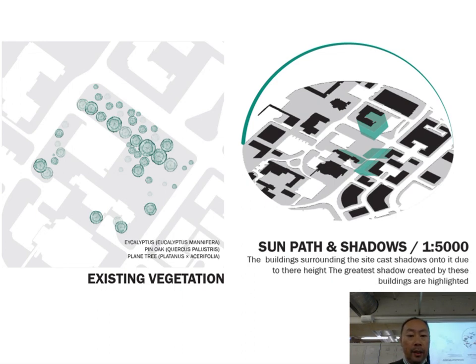Same thing again here with the existing vegetation. So that's clearly shown. They've actually got the buildings and the roads here, but it's shown in a very restrained way. So you know where you are, but it doesn't distract you from the main information, which is the existing vegetation. Sun path and shadows. So this one actually only looks at the sun path at one time of the day. Sorry, one time of the year.